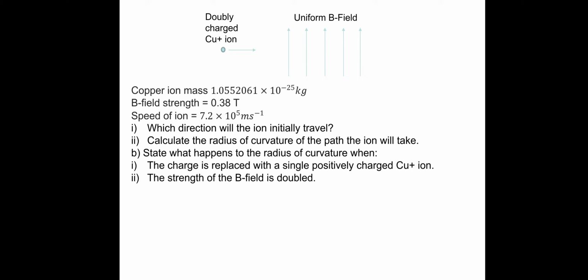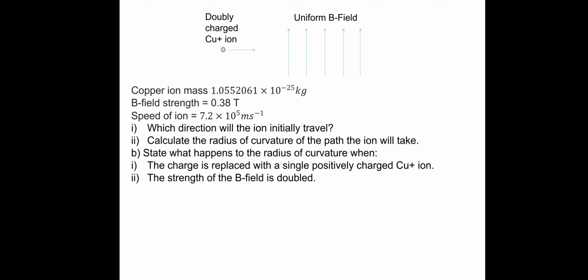So a bit of a tricky one. So let's pause and have a go. For the first one, as a tip, you'll need to use Fleming's left-hand rule. And then I'll take you through the answer. So we've got a doubly charged copper ion, which means it has 2 times the charge of an electron, entering a uniform B field at a right angle to its direction. So we've got the mass of the copper ion, the B field strength and the speed.